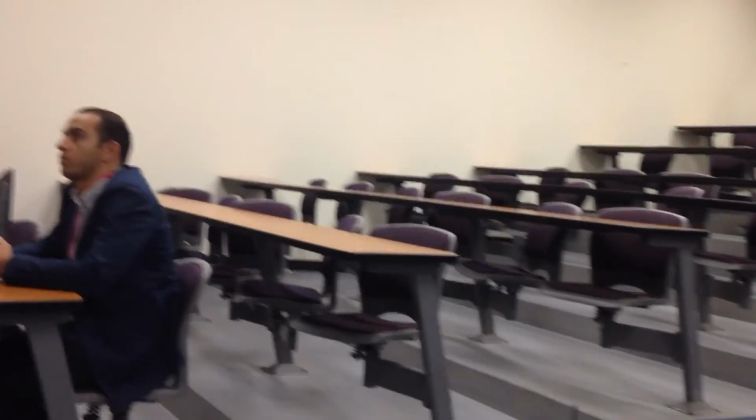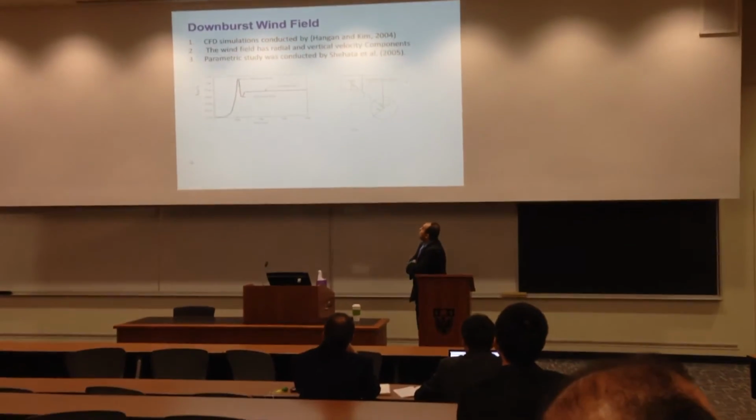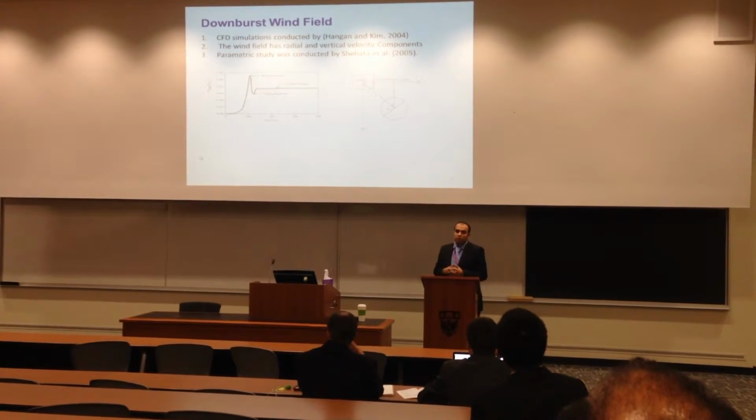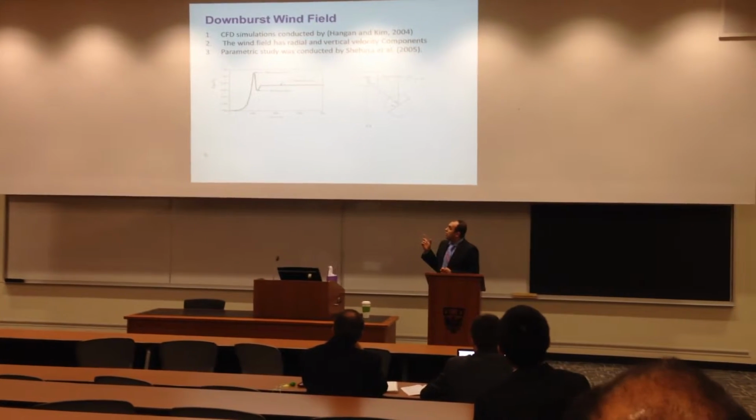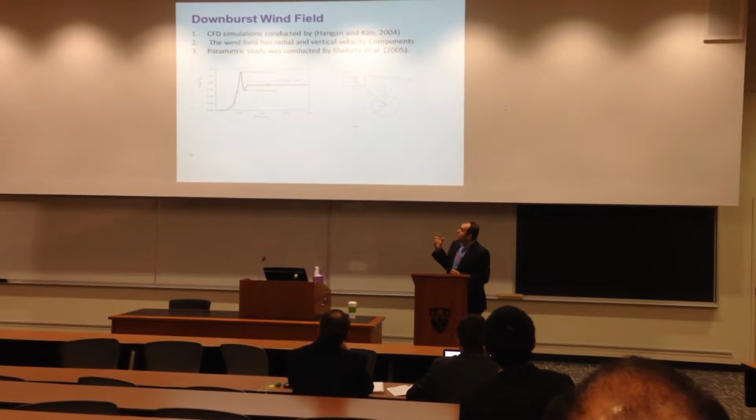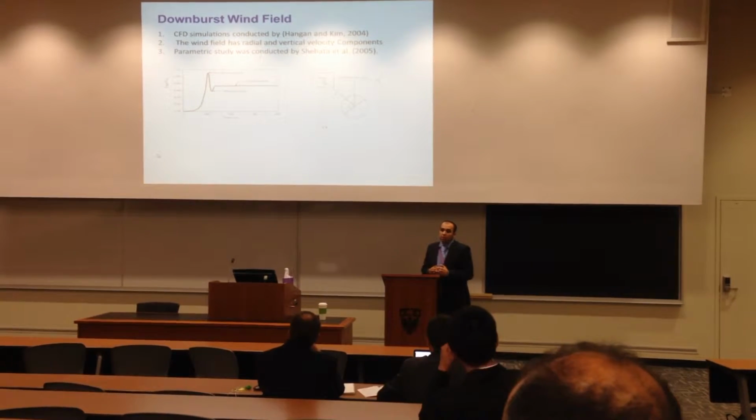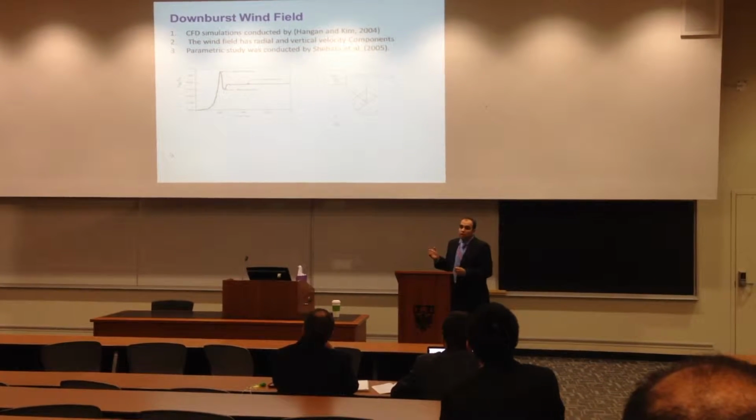Computational fluid dynamics simulations were conducted by Hangan and Kim in 2004, and it was found that the wind field has radial and vertical velocity components. The parametric study conducted by Shehata et al. in 2005 showed that the vertical velocity component can be negligible compared with the radial one, and the radial velocity component normalized by the jet speed of the downburst has a maximum value of around 1.1. It was decided that static analysis would be conducted rather than dynamic analysis because the period of the structure is much lower than the period of the load.